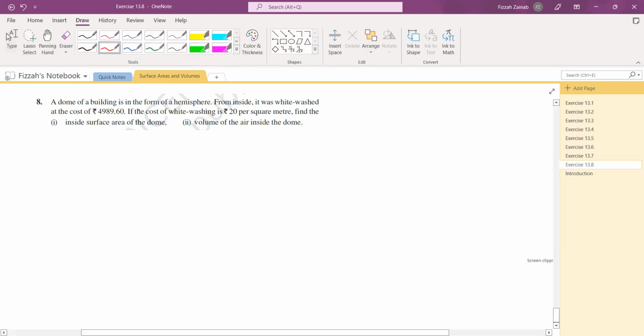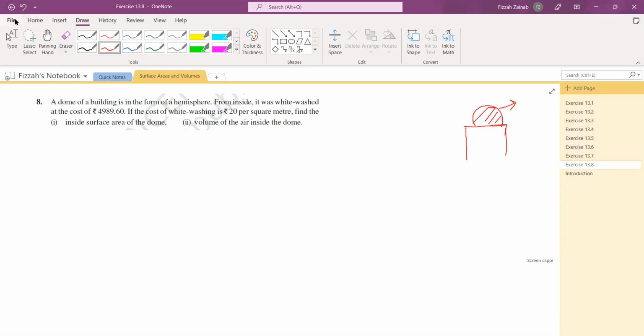Now, a dome of a building is in the form of a hemisphere. You know what is a dome? Yes. Who will tell me what is a dome? Ma'am, the top of a castle or something. Yes, so like you have a building, for example, so you have something at the top. This is called a dome. Yes, Miraj? This thing.